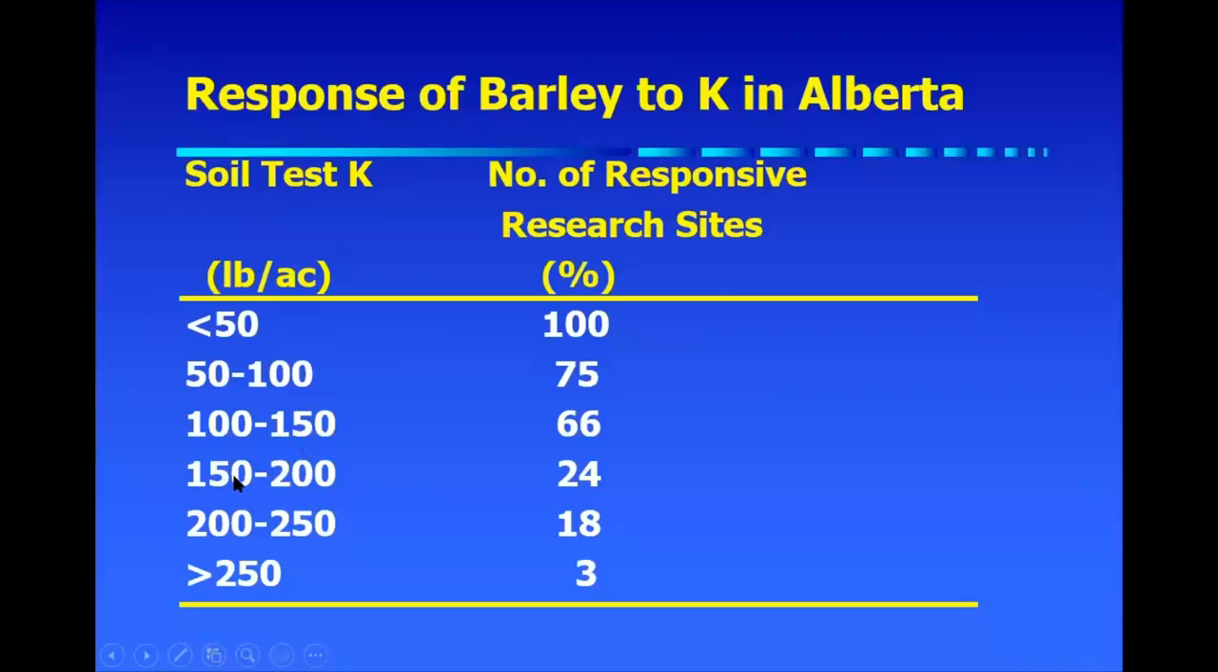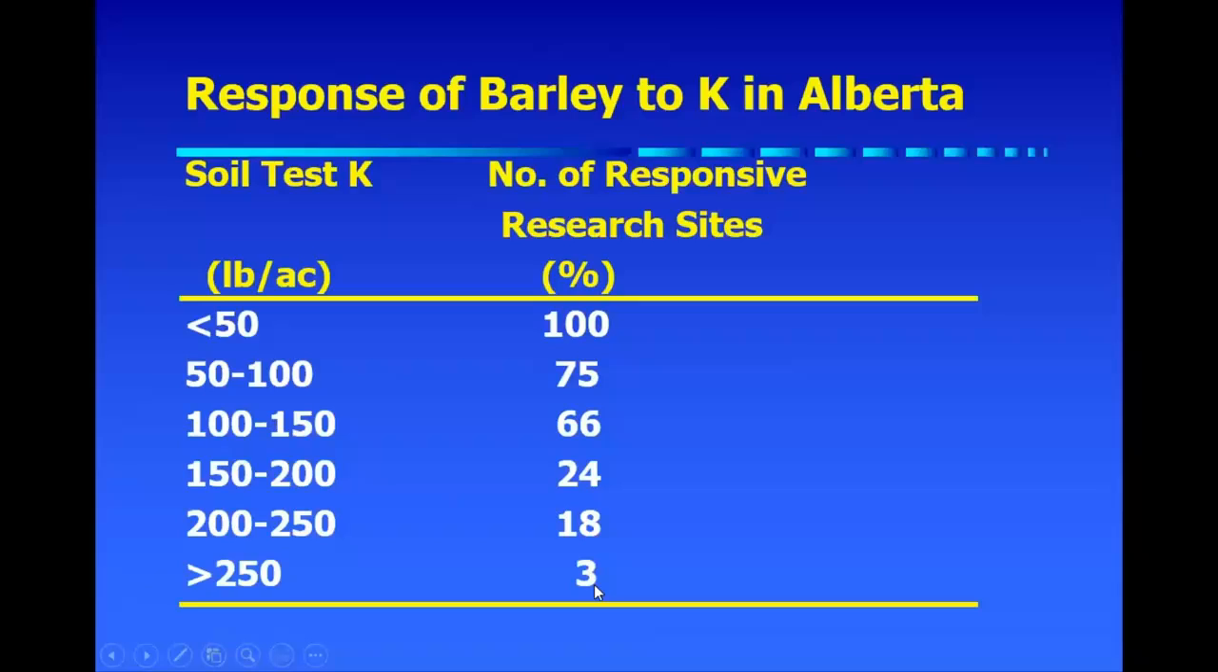As you can see, as our soil test levels increase, for example, when soil test levels are between 200 and 250, only 18% of our research sites responded to potassium. Then once we're over 250, only 3% of all research sites over 40 years responded to potassium. So that's really why we use that 250 cutoff. Once you're over that, probably not really necessary, but if we want to put on a maintenance application, that's fine. But I thought I'd just show you that, just to kind of put things in perspective for you.